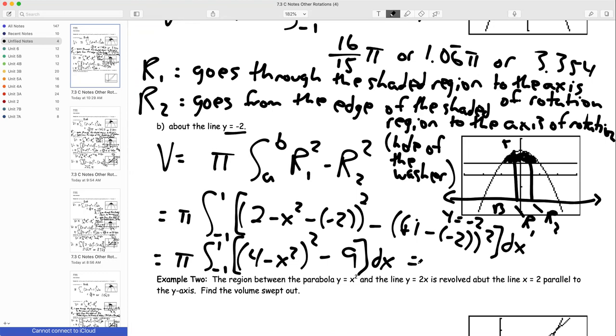How'd you find R2 again? What'd you do for R2? Okay, so look, R2 goes from the edge of the shaded region all the way to the axis of rotation. So the top is y is equal to 1, so 1 minus, and then -2. So that gives me 3 squared for R2.